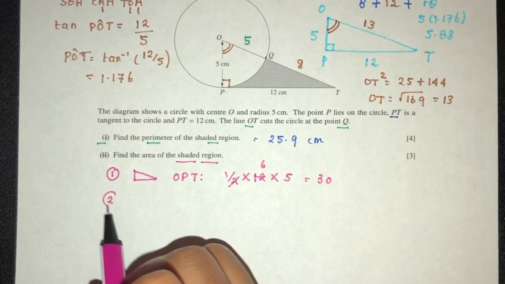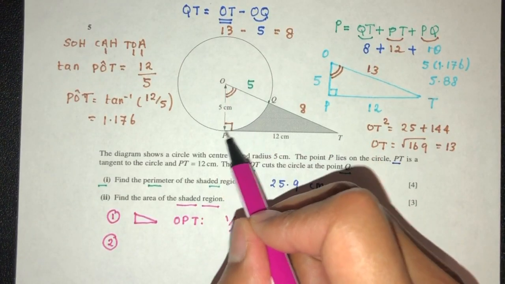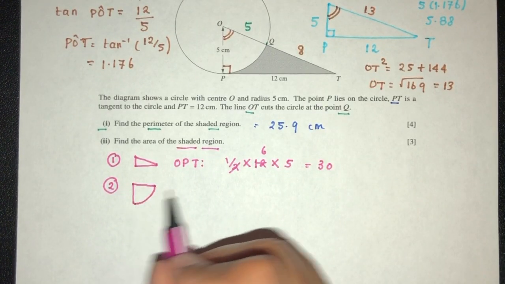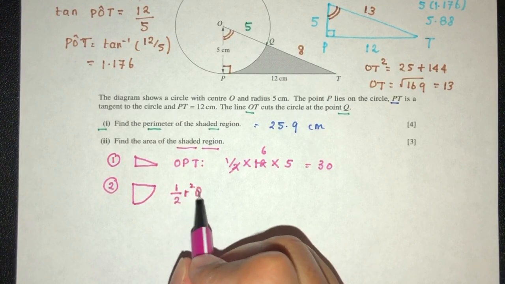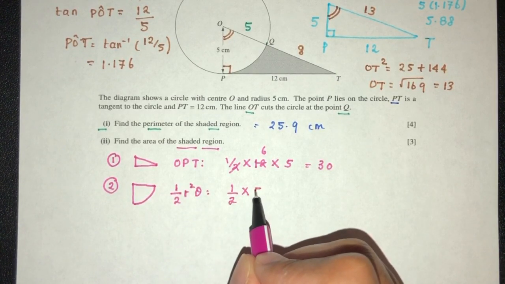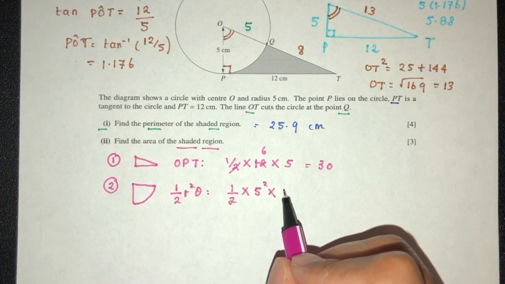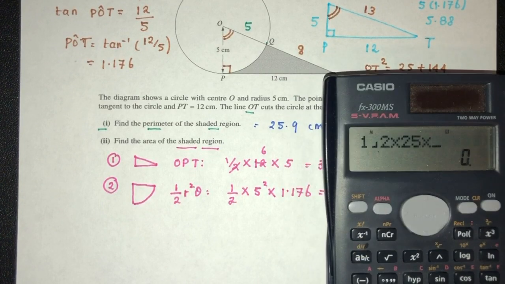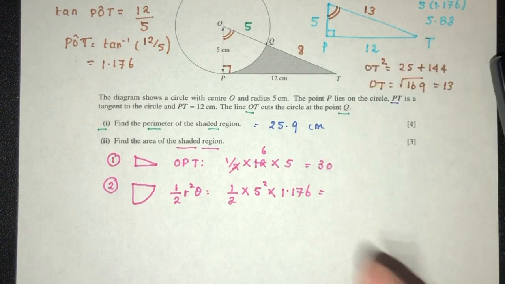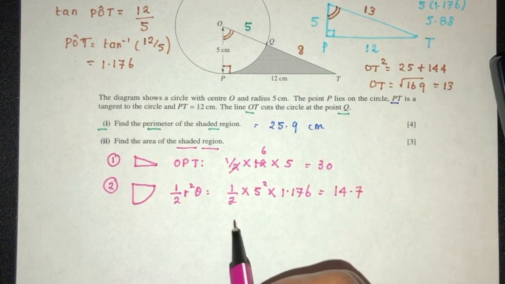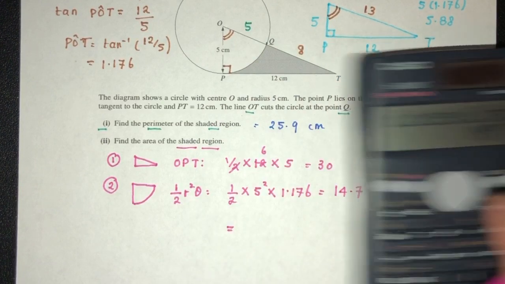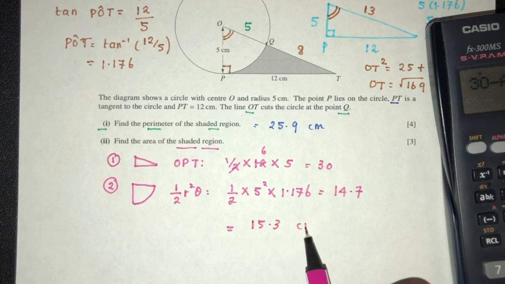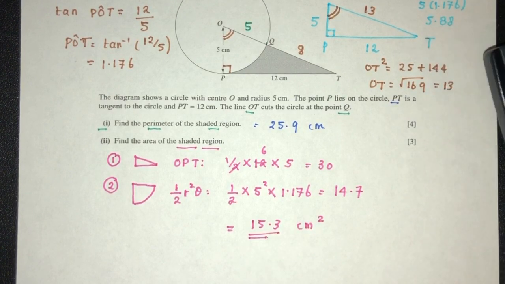Now, second thing, we have to minus the one that we don't want, which is the area of the sector right here. As you guys must know by now, to find the area of a sector, we use our formula, which is half r square theta. Half is half, r square is 5 square, theta is the angle in between, that is 1.176. So half times 25 times 1.176 will be 14.7. So finally, 30 minus your value should be 15.3. That is your value, correct to 3SF, for the area of the shaded region.